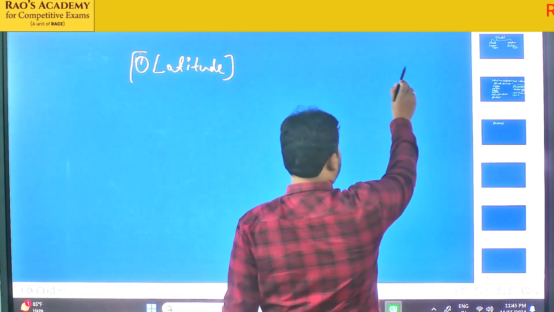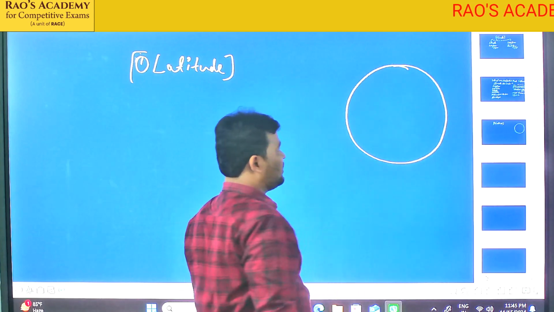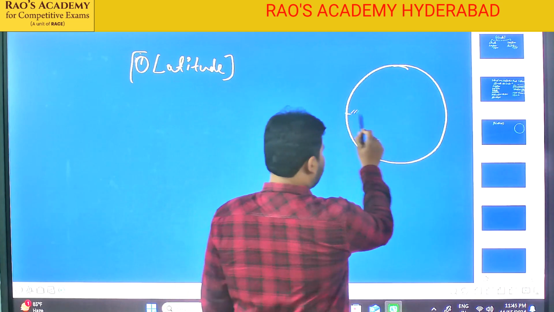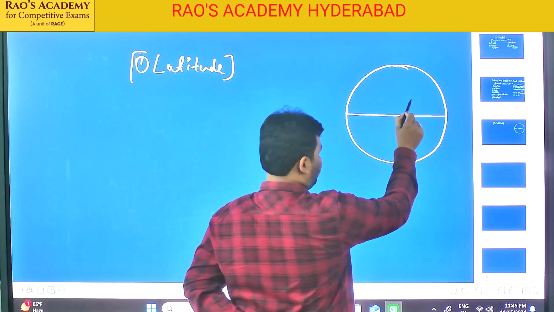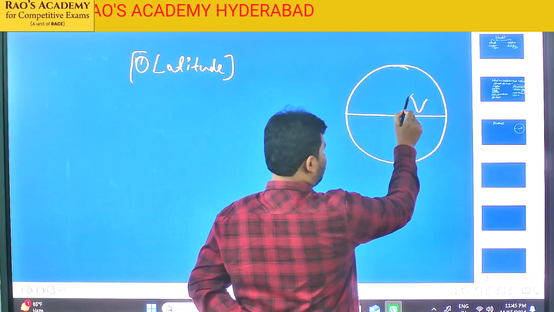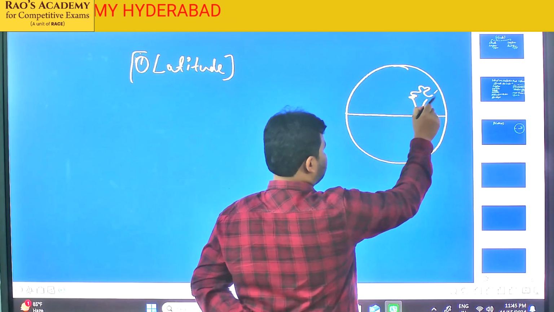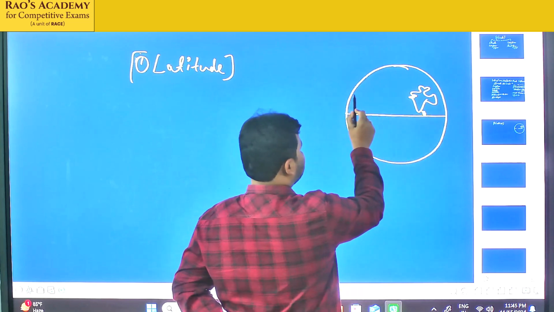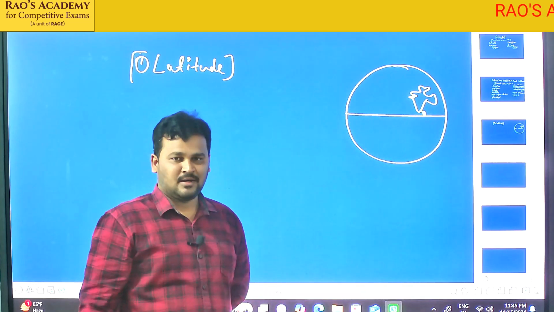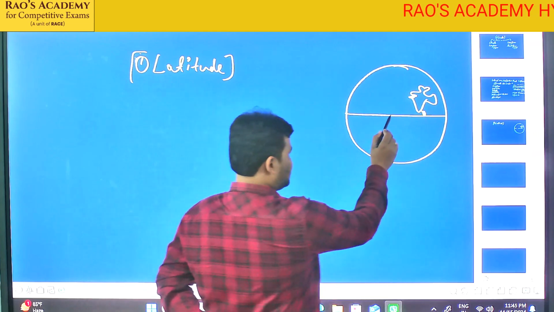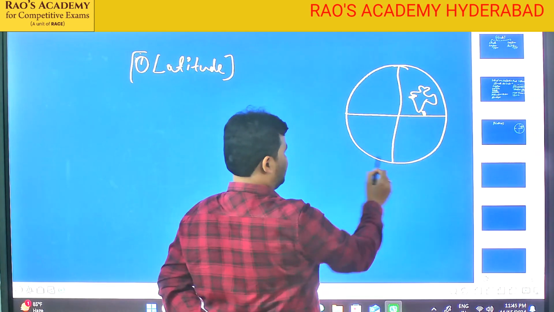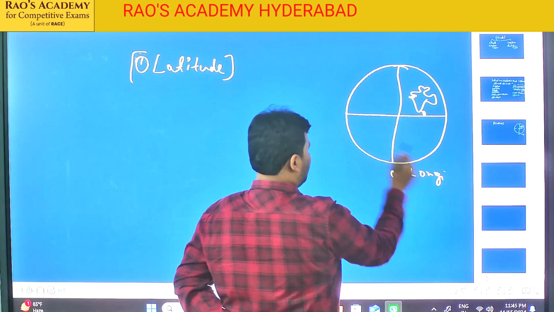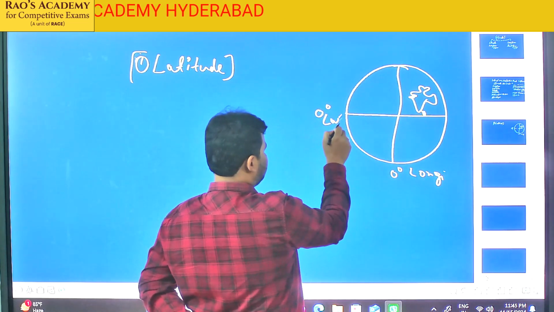For example, this is our earth, the mother earth, which is in the shape of a geoid. This is the equator. At which place was India located? This is the place where India is located on our mother earth. This is the equator line and this is the prime meridian line, which is 0 degrees. We call it a longitude, and the equator is the 0 degree latitude.